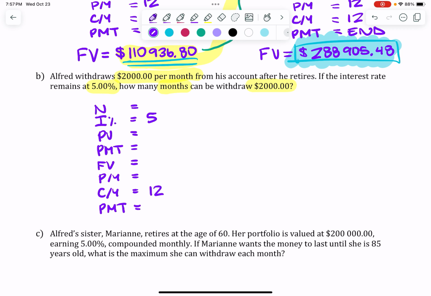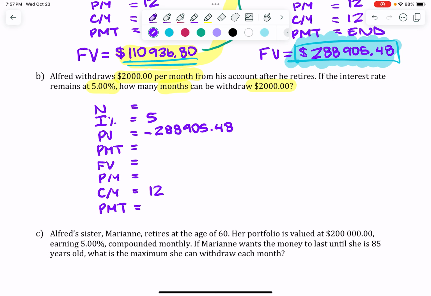That is happening here as well, because at age 58, he has invested $288,905.48. He is not taking that out. That still exists. He's still hoping to earn interest on it, so it's still staying in the account.